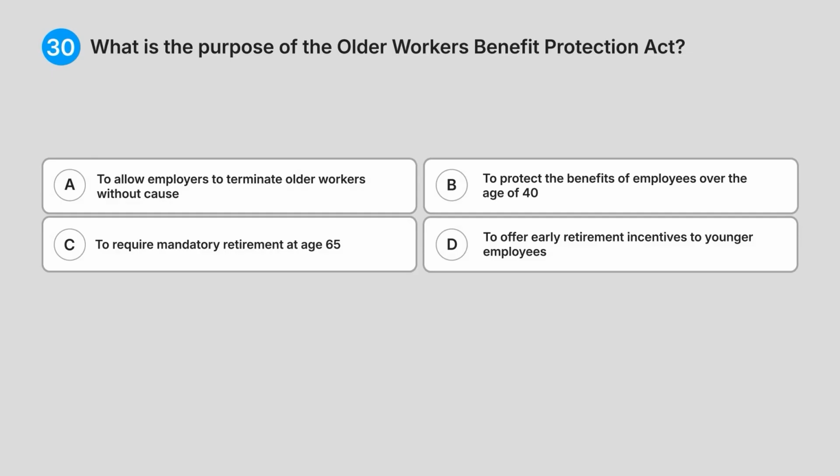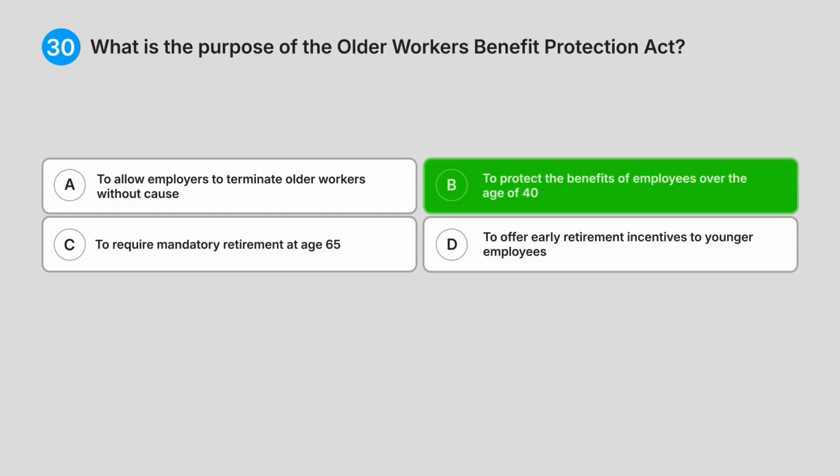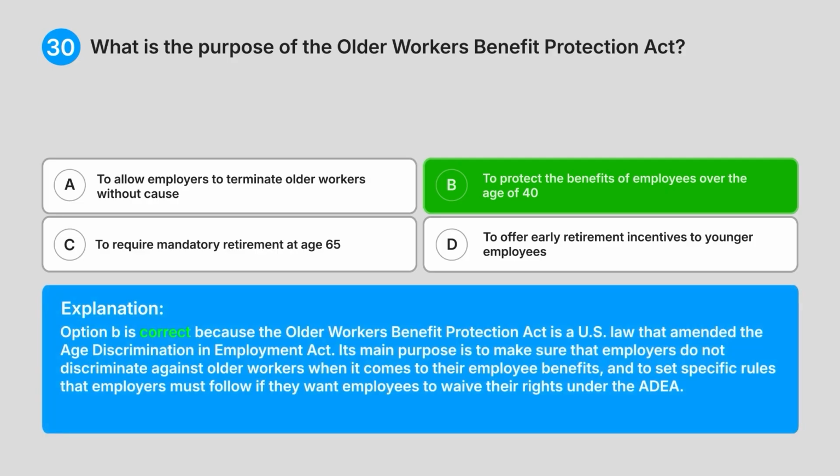Correct answer, B. To protect the benefits of employees over the age of 40. Explanation. Option B is correct because the Older Workers Benefit Protection Act is a US law that amended the Age Discrimination in Employment Act. Its main purpose is to make sure that employers do not discriminate against older workers when it comes to their employee benefits, and to set specific rules that employers must follow if they want employees to waive their rights under the ADA.